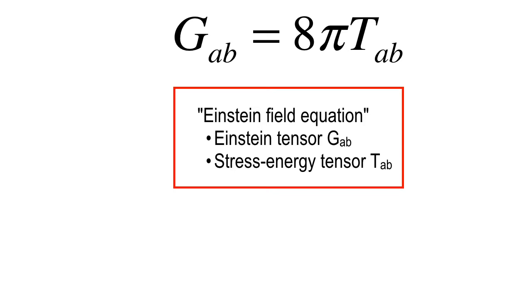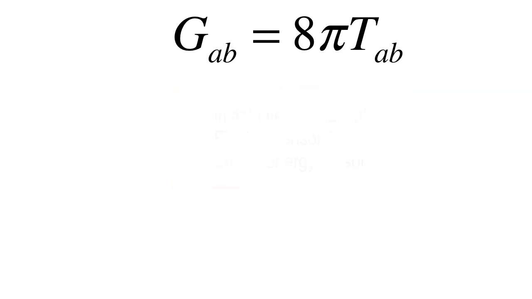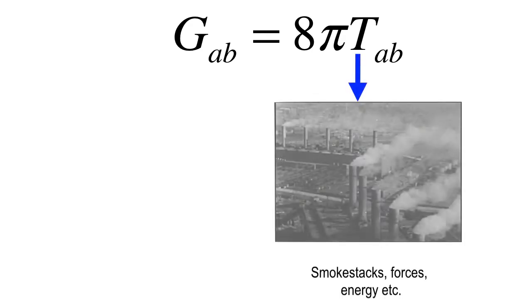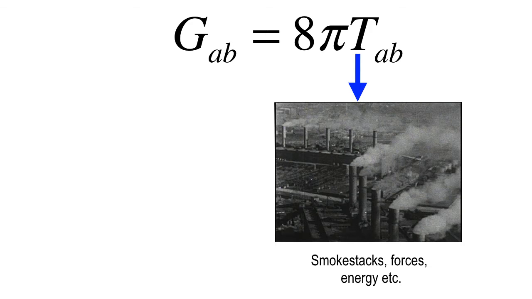Those are the two things in this. And Einstein said that the source of curvature in space-time itself is energy, or stress energy, as encoded in the stress energy tensor. Now, stress energy tensor, T subscript AB. That's where you find all your forces and energy and stuff, or as my old PhD advisor used to say, all the smokestacks of nature, the nitty-gritty of nature.